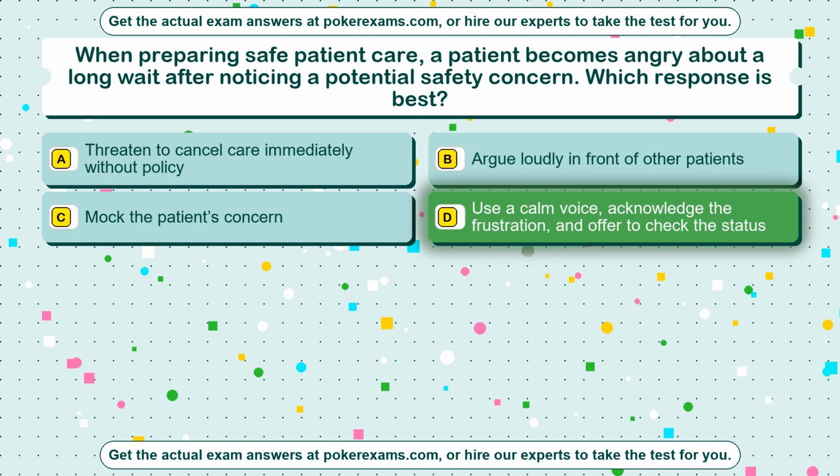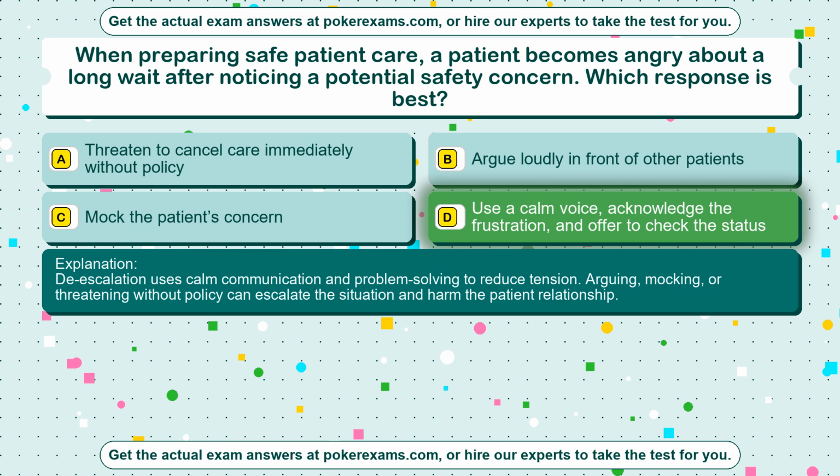The correct answer is option D. Use a calm voice, acknowledge the frustration, and offer to check the status. De-escalation uses calm communication and problem-solving to reduce tension. Arguing, mocking, or threatening without policy can escalate the situation and harm the patient relationship.